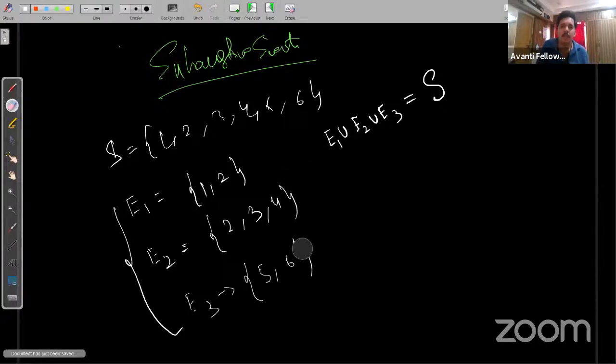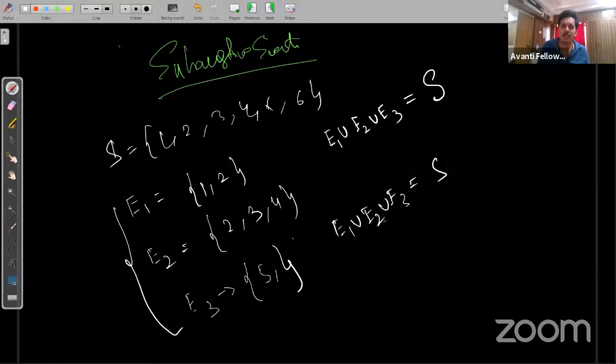So for example, if my event 3 consists of only element 5, is the union of E1, E2, E3 equal to the sample space? Is it correct? Yes or no? Come on, try to give me the answer. Which element is missing, guys? Yeah, exactly. So it is not correct. It means the union is not giving the sample space, so it is not exhaustive. Like that you have to say. If you include element 6, then you can say it is exhaustive.